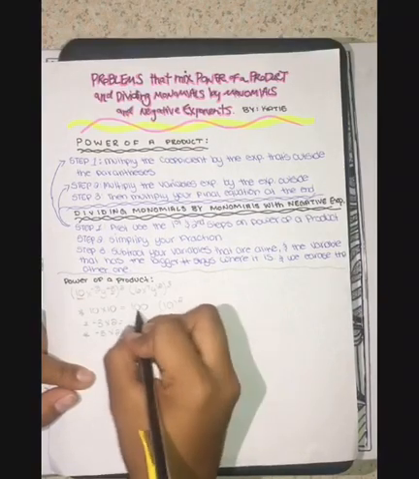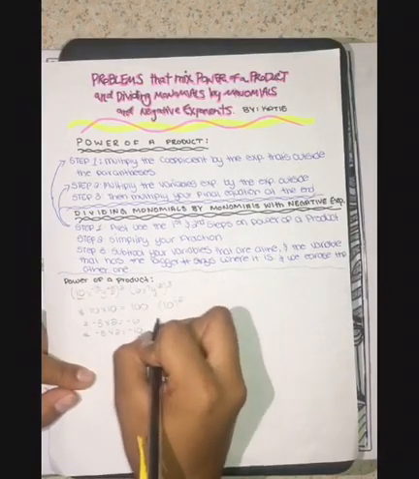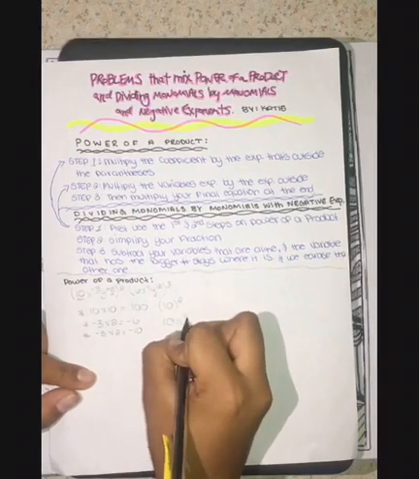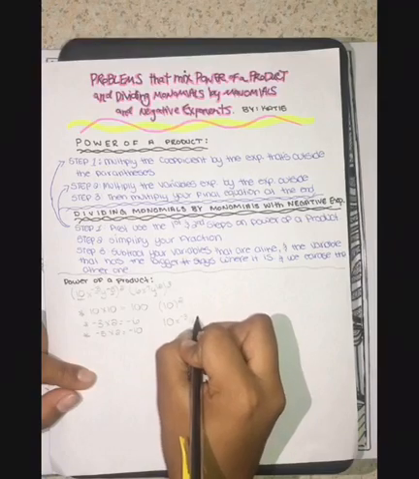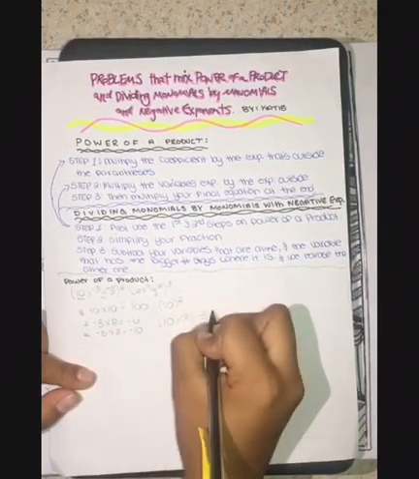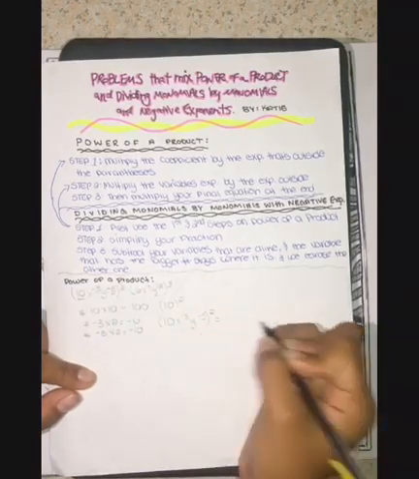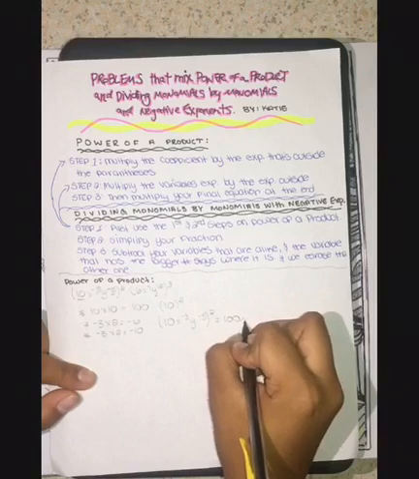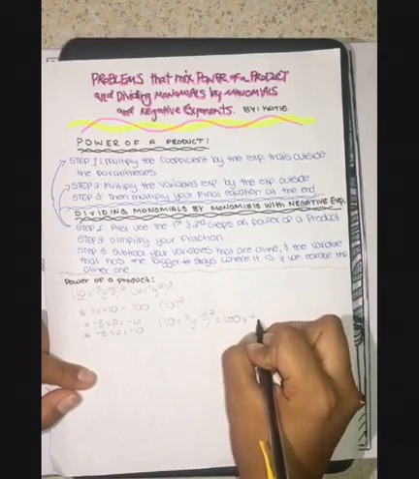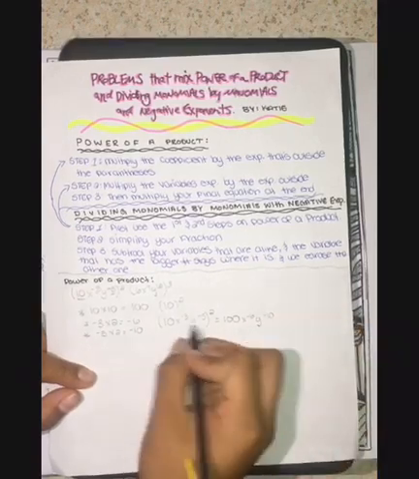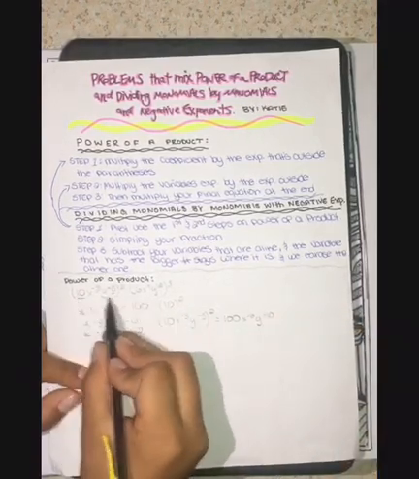Now we are going to put these together. So 10 x to the negative 3 y to the negative 5, squared, equals 100 x to the negative 6th power and y to the negative 10. Now that's our answer for this equation.